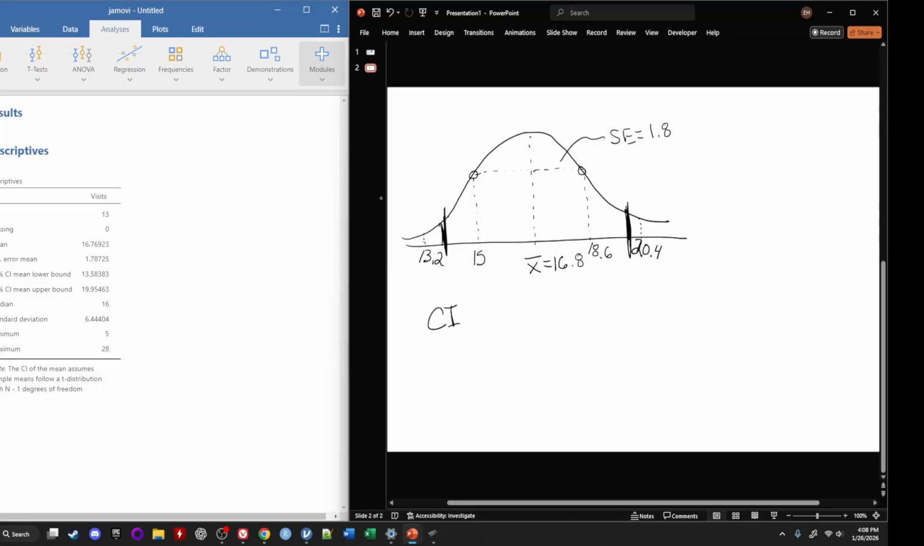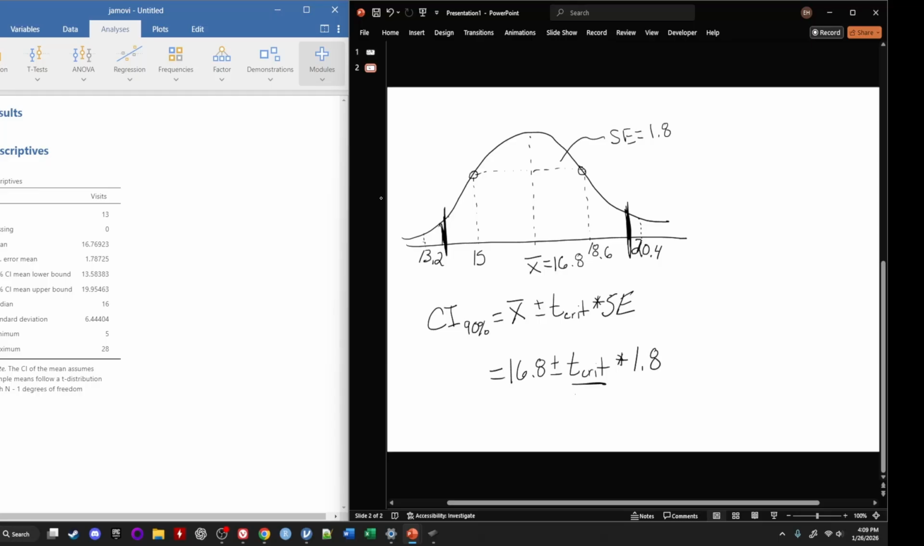A confidence interval for a 90% confidence level is going to be equal to our x bar. Let's write this out generally first: x bar plus or minus t crit times the standard error. We've got a lot of these pieces right now. We've got 16.8 plus or minus, I don't know what t crit is, times the standard error, and we know the standard error is roughly 1.8.